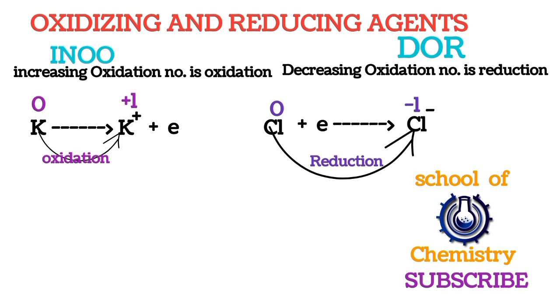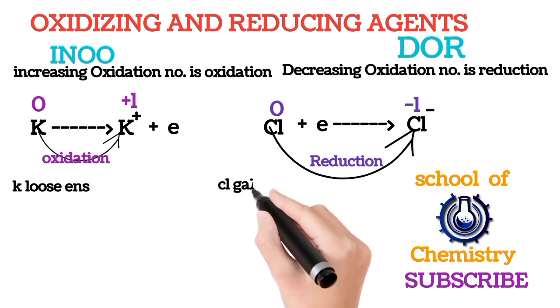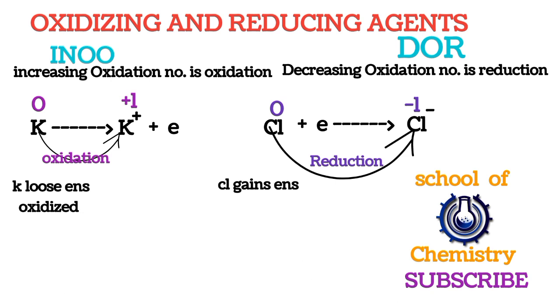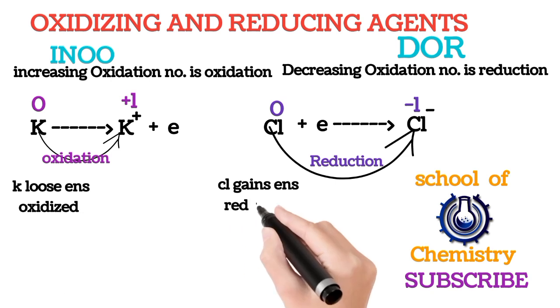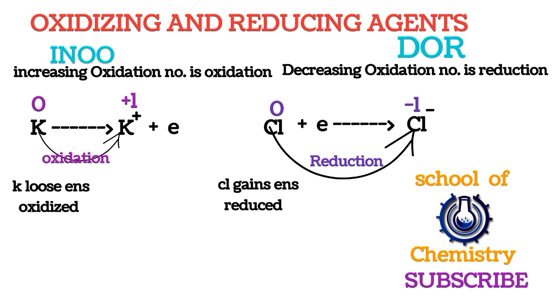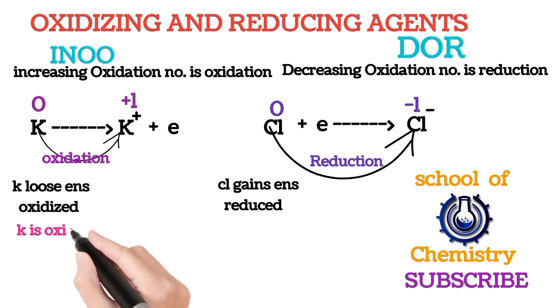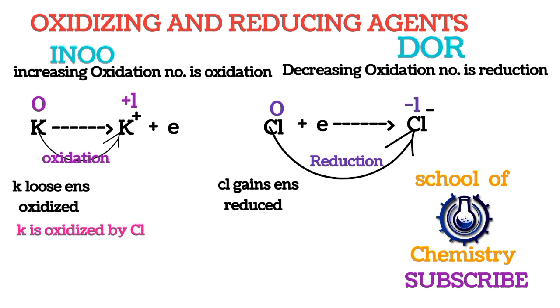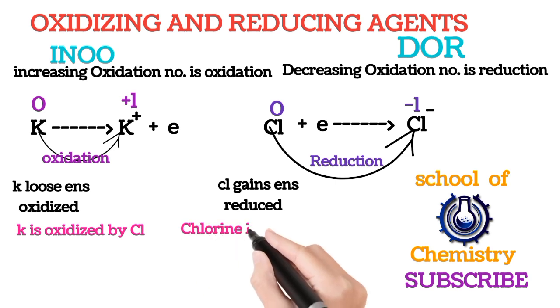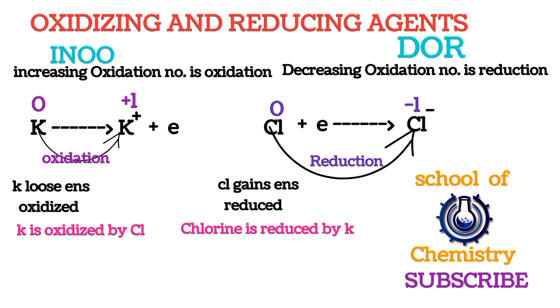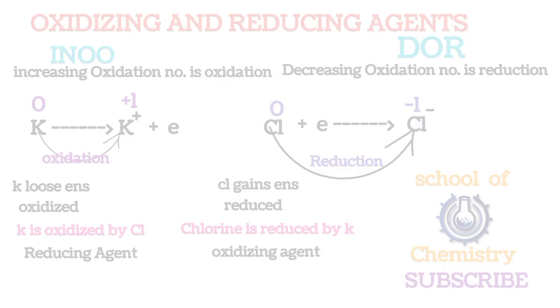Now, potassium has lost an electron, while chlorine gains an electron. So we say potassium is oxidized, because oxidation is loss of electron, while chlorine is reduced, because reduction is gain of electron. Now, it is obvious that potassium that has been oxidized is oxidized by something, and that is chlorine. While chlorine is reduced by something, because they are complementary reactions, and that is potassium. That implies that chlorine is reduced by potassium, which means potassium is the reducing agent, while chlorine has oxidized potassium, which implies that chlorine is an oxidizing agent. You follow it? So you should know the difference between oxidizing and reducing agents.